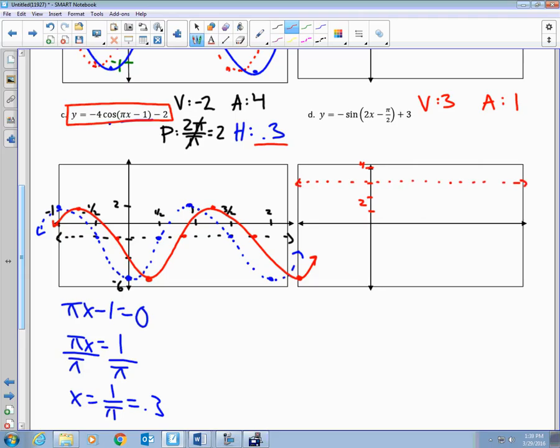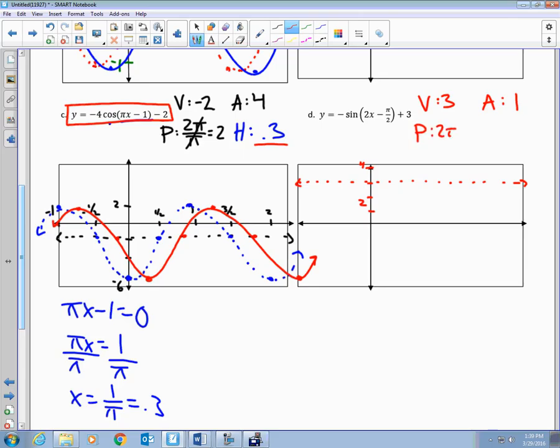So tell me, will this graph ever cross the x-axis? No, it won't. It always stays above the x-axis. Will this graph ever cross the y-axis? Yeah, it will. So the vertical shift, 3, is going to be your line that goes across. That's the vertical shift. Okay, now let's figure out the period.